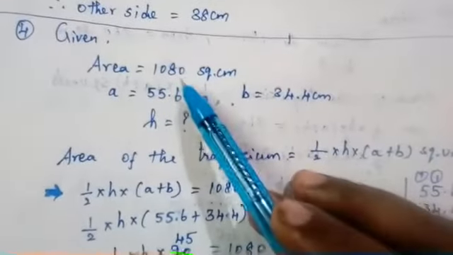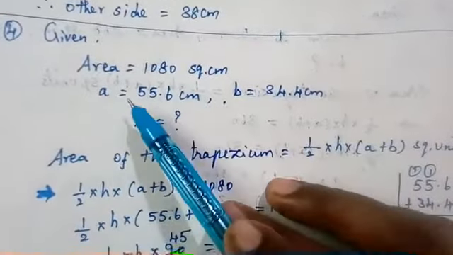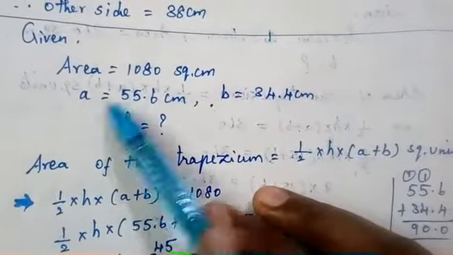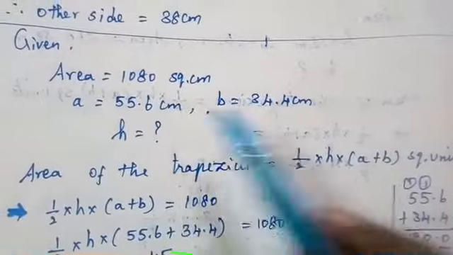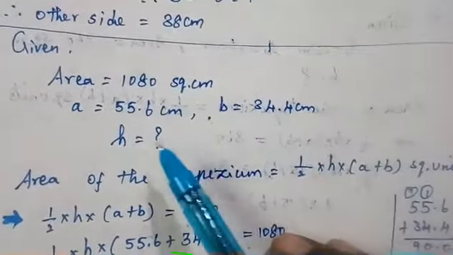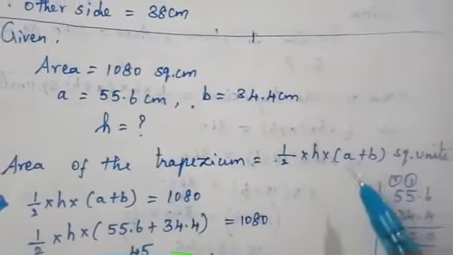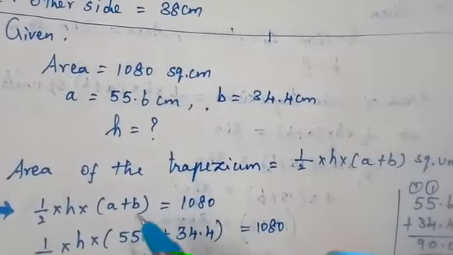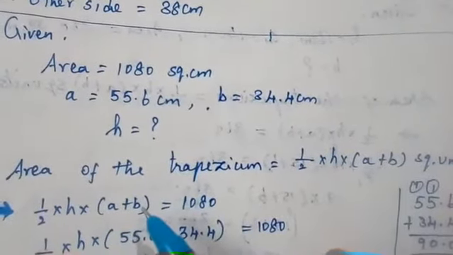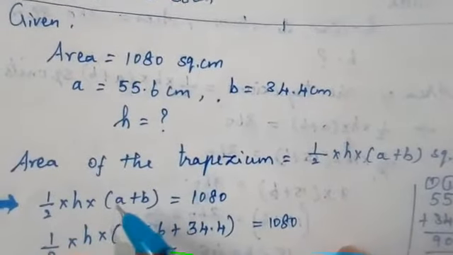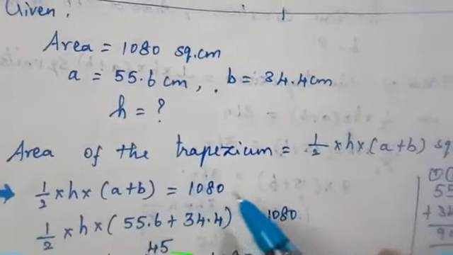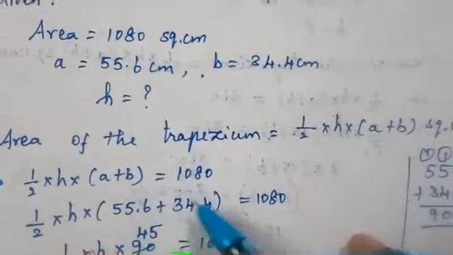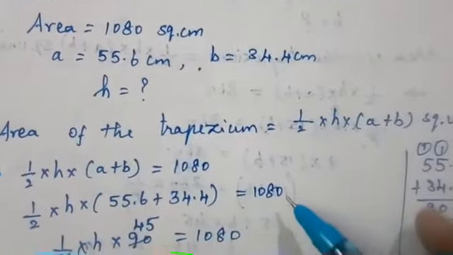Fourth question, take and write given. What are the things given in the question? Area 1080 square centimeter, length of the parallel sides, one parallel side A is 55.6 centimeter, B equal to 34.4 centimeter. We want to find the height. First you write the formula, area of the trapezium. As in previous 2 or 3 problems I taught you, the area value is given, and that area value is compared with the formula, that is half into H into A plus B equal to 1080. Now substitute the values: half into H into A value 55.6, B value 34.4, equal to 1080.